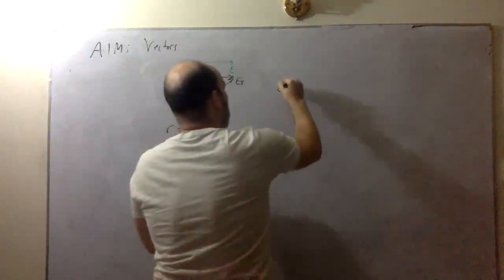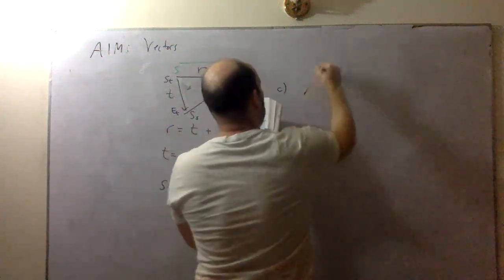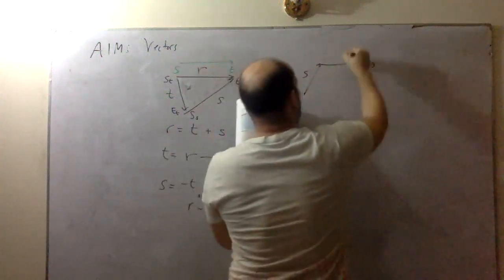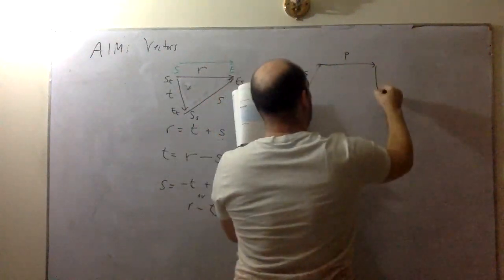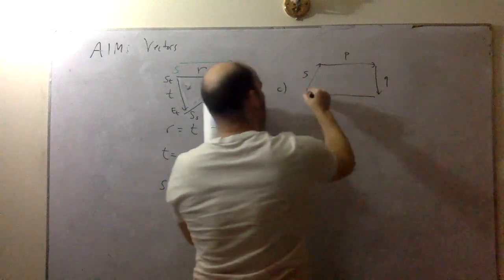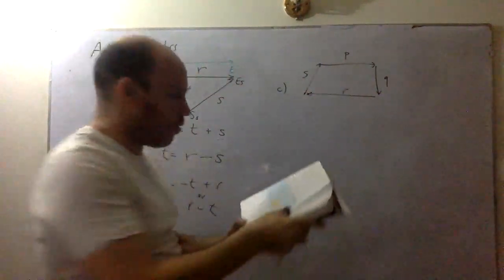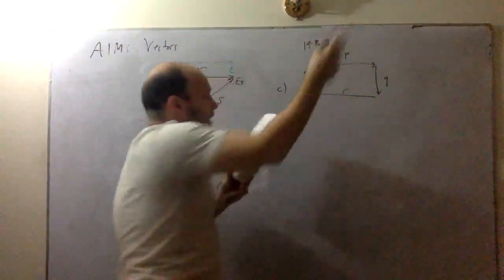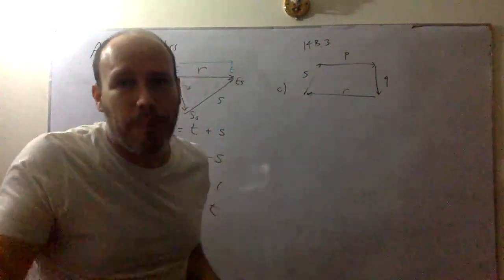Let's look at C. And we can see that C is a quadrilateral. We have S, we have P, we have Q, and we have R, and you can pick any of these. You can pick any letter. This was 14B3. They ask you to construct a vector equation for any letter. So I'm going to pick R.